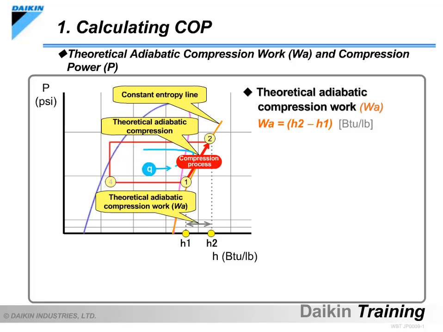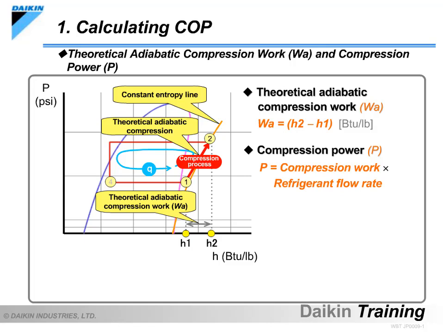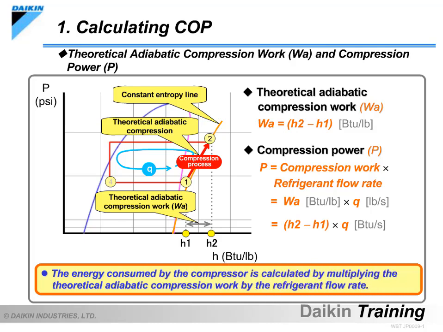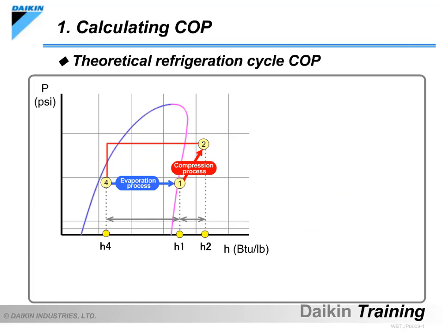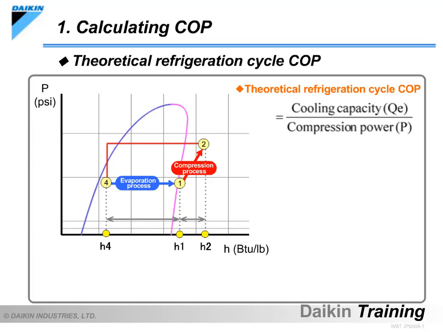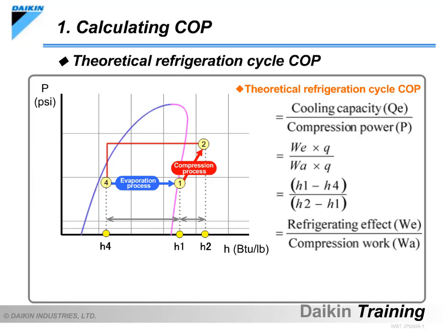Multiplying this value by the refrigerant flow rate gives you the compression work per unit of time, which is referred to as the compression power. In other words, the compression power represents the energy consumed by the compressor. Based on the above results, we can calculate the COP for the theoretical refrigeration cycle. It is represented by the ratio of the cooling capacity to the compression power and is calculated as follows.